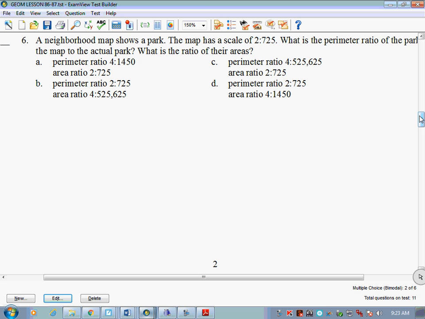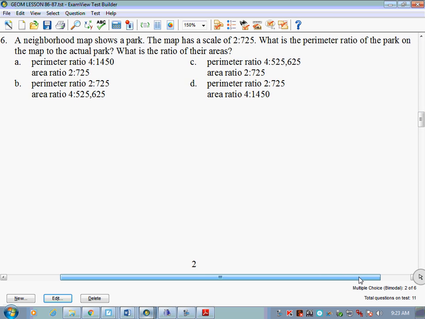6. A neighborhood map shows a park. The map has a scale of 2 to 725. What is the perimeter ratio of the park on the map to the actual park? What is the ratio of their areas? Well, real simply, the ratio of their perimeters is our scale factor, right? So what is the ratio of their perimeters?